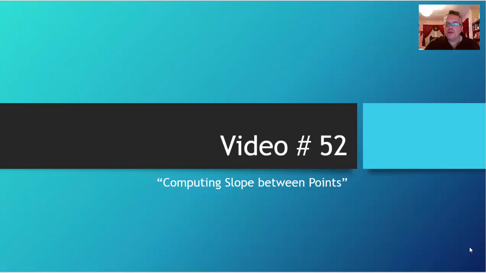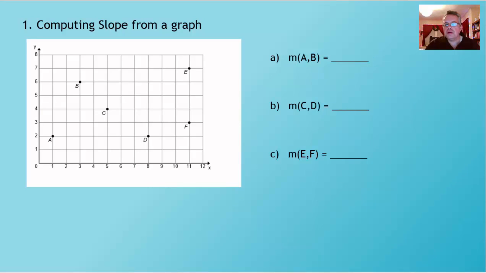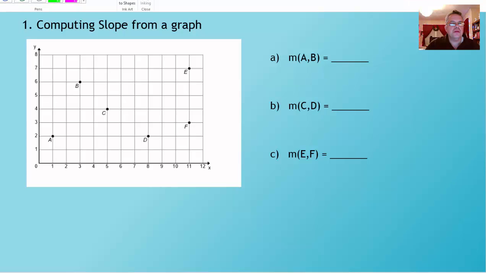Today we're going to be talking about computing the slope between points. There are two types of problems we're going to consider. We're going to consider computing slopes between points when we're given a graph and then when we're just given the coordinates. All right, let's go ahead and do this.